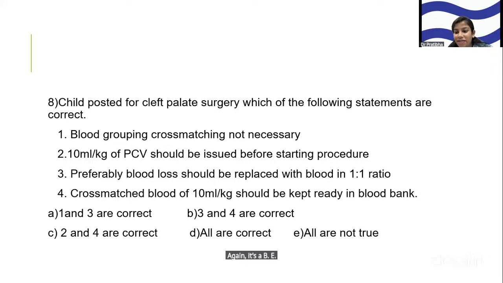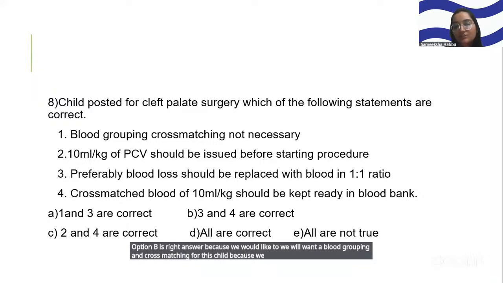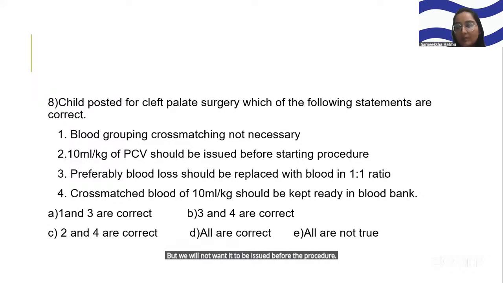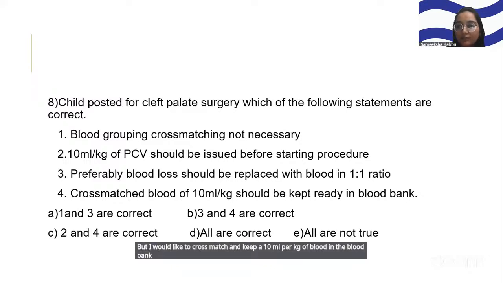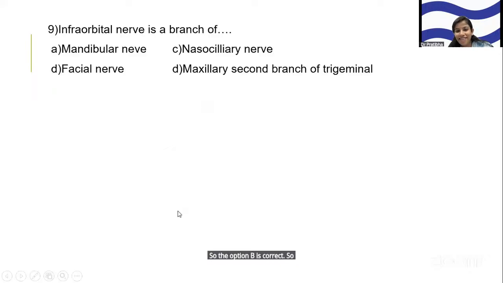Let's get the answer from Dr. Samiksha. Ma'am, option B is the right answer because we will want blood grouping and cross matching for this child, as we would like to transfuse if there is blood loss. But we will not want it issued before the procedure. I would like to cross match and keep 10 ml per kg of blood in the blood bank, not in the OT ready before the procedure starts. And the blood should preferably be replaced with blood. So statements 3 and 4 are correct, and option B is correct. All have done it correct.